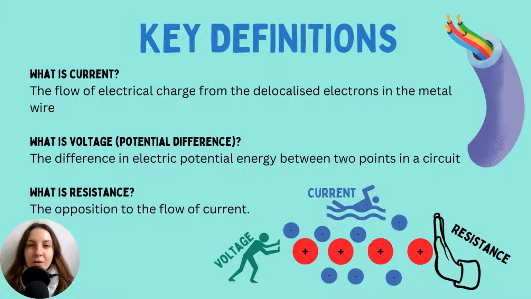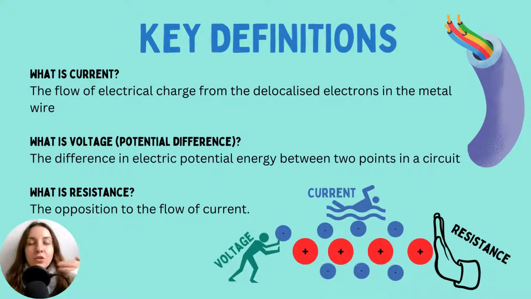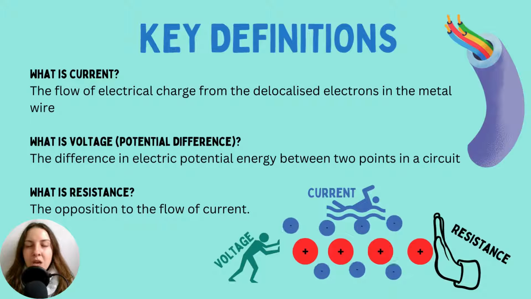So let's go, starting off with the key definitions. So what actually is current? I talked about this in a previous video, but current essentially is the flow of charge or electrical charge. And this comes from the delocalized electrons that are found within the metal that make up the wires. And because those electrons are delocalized, they're free to move, and that allows for electricity to flow.